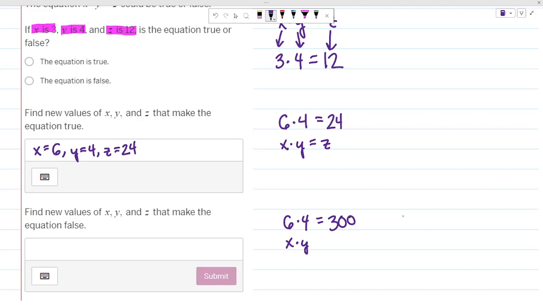So if we're thinking about this from the perspective of x times y equals z, that means the equation is false when x equals 6, y equals 4, and z equals 300. Let me write that a little more clearly. Z equals 300.